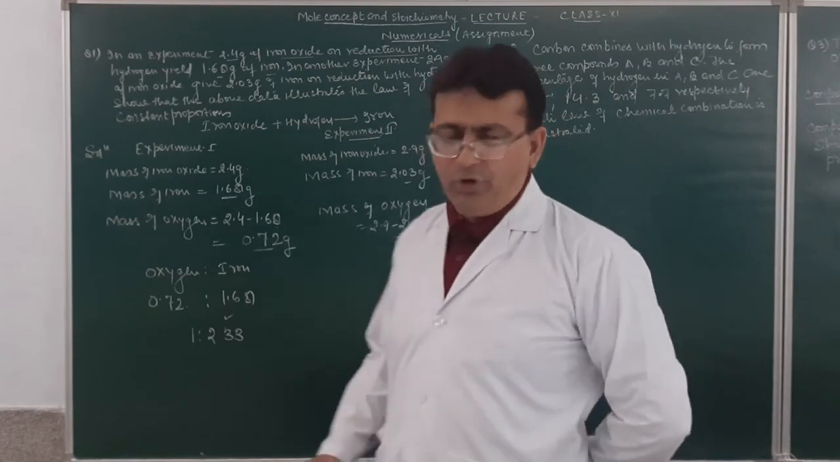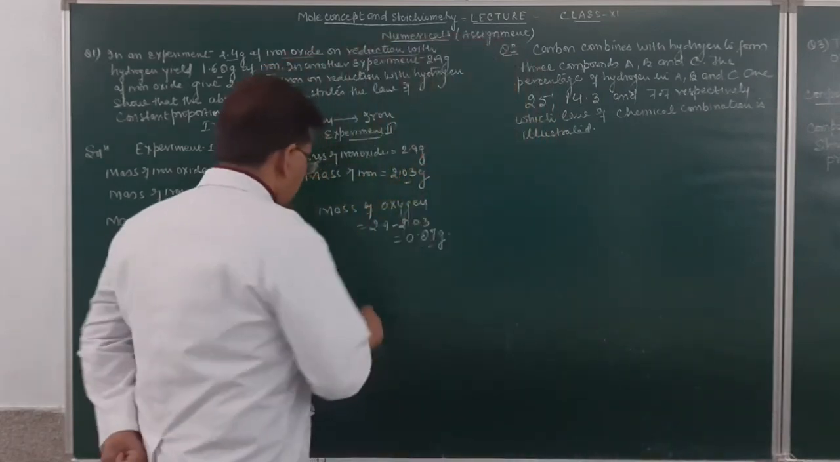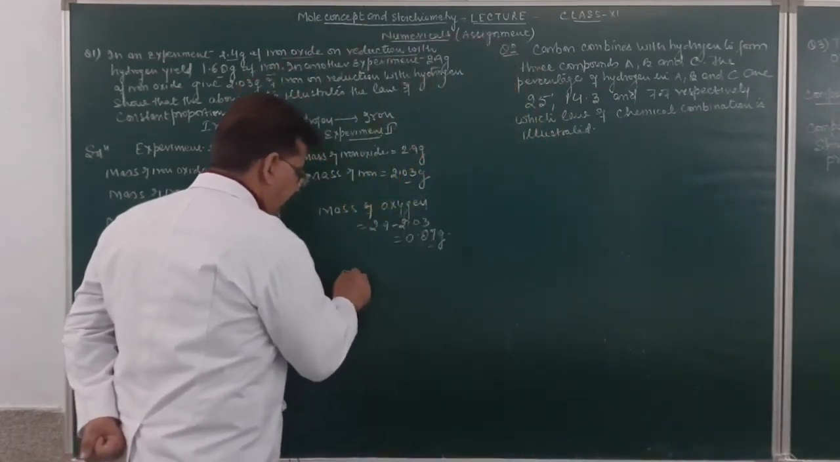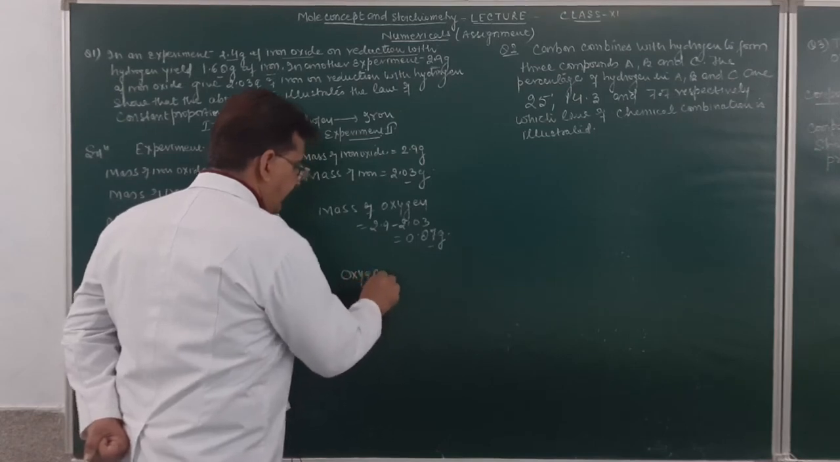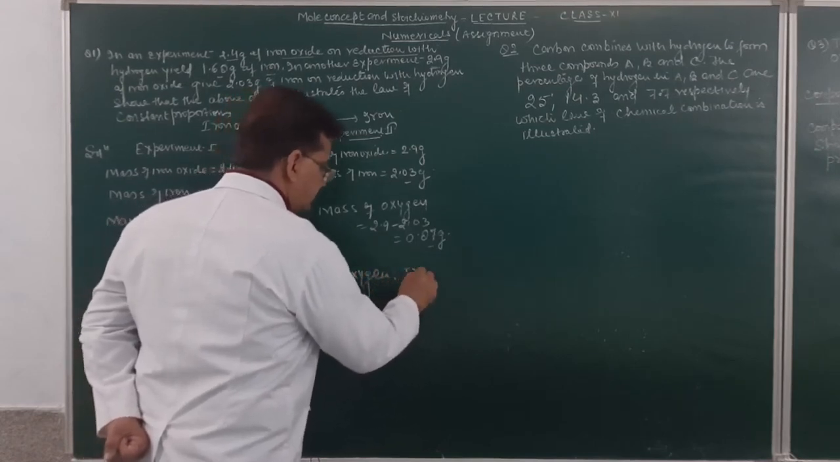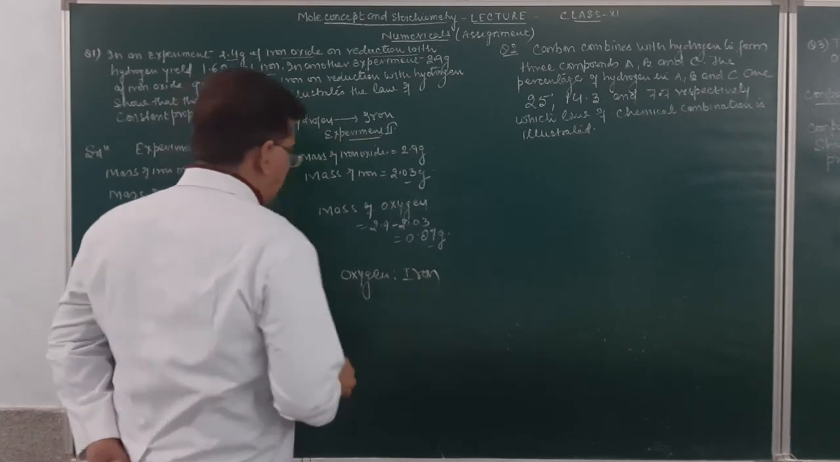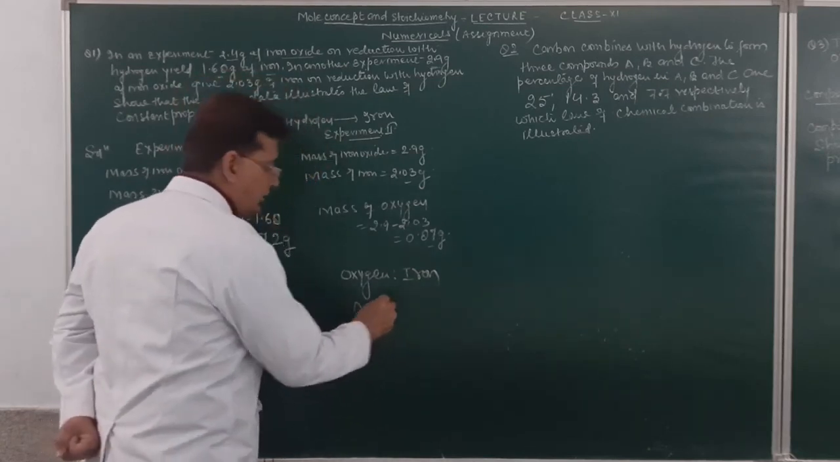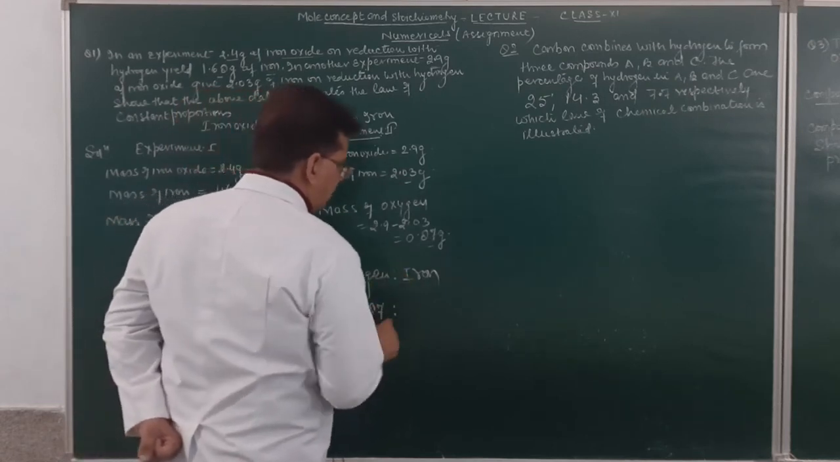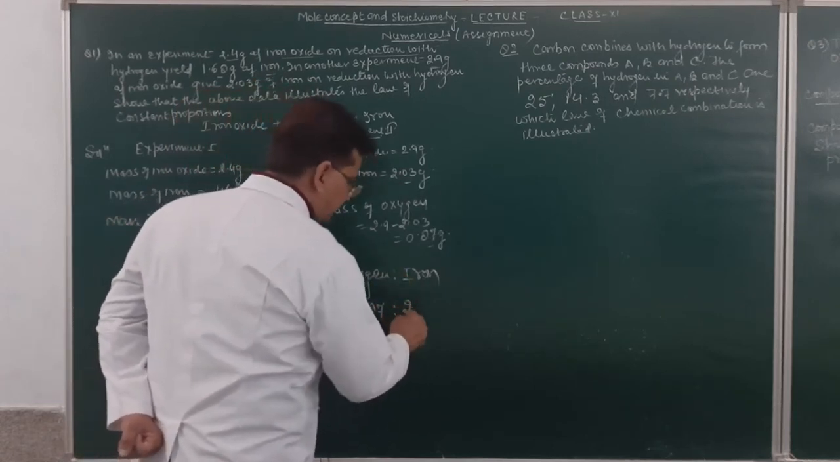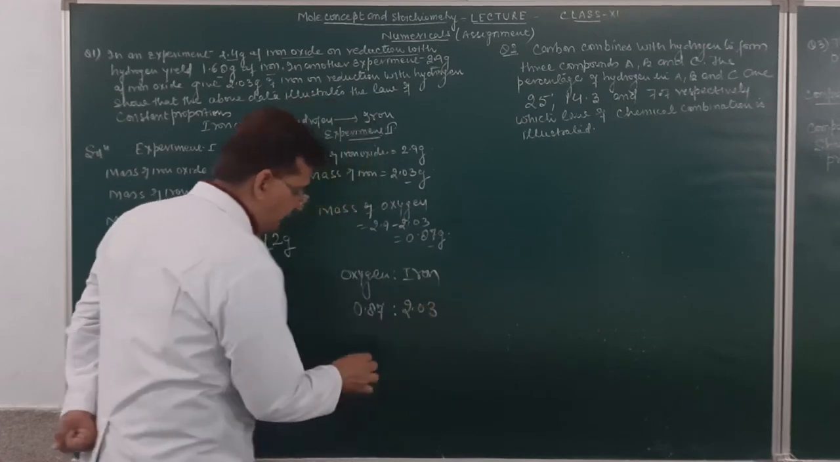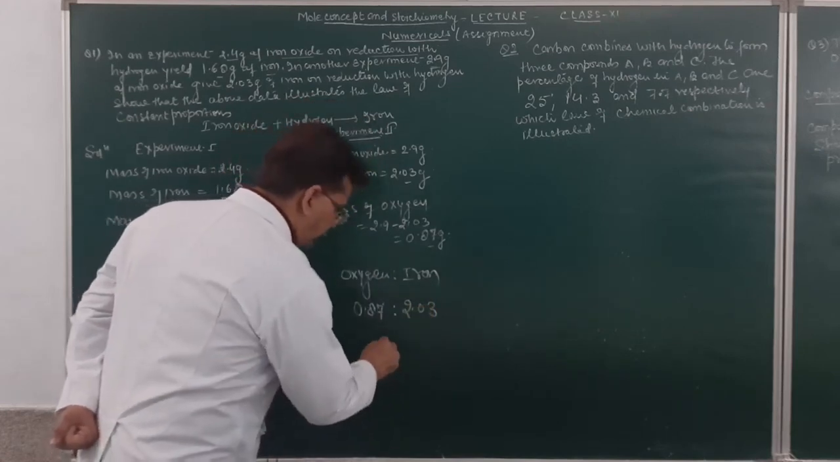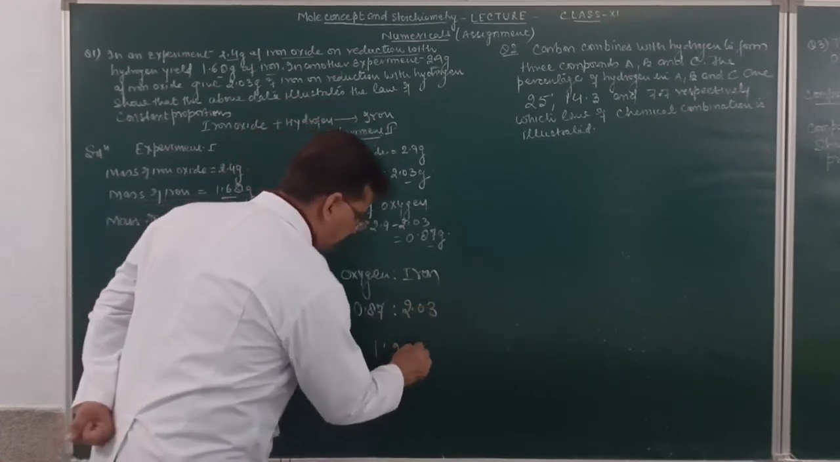So what will be the ratio of oxygen and iron? If you take oxygen and iron, the ratio will be 0.87 to 2.03. If I find the ratio, it will come to be 1:2.33.